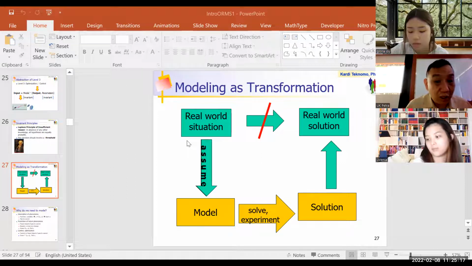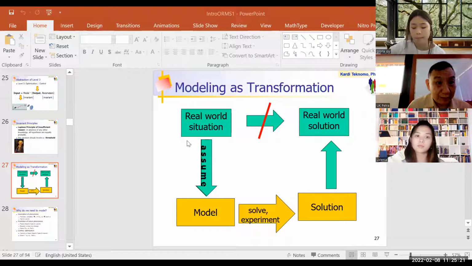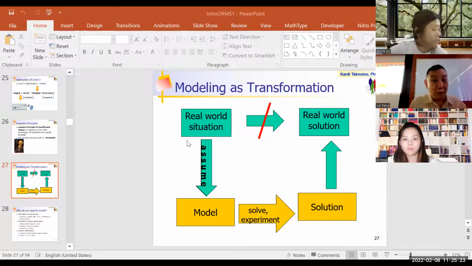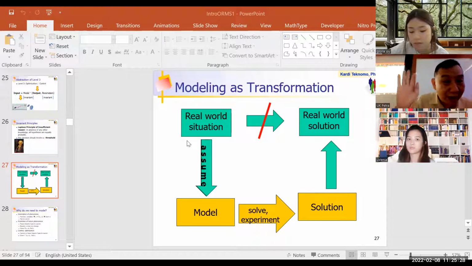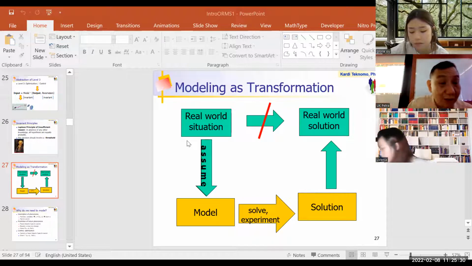For doing that, you need to assume. For doing that, you need to model. Of course, you need to learn modeling. Then you get the solution in the model, then you apply that in the real world. Faster, cheaper, okay?